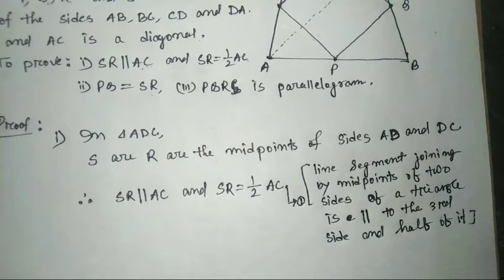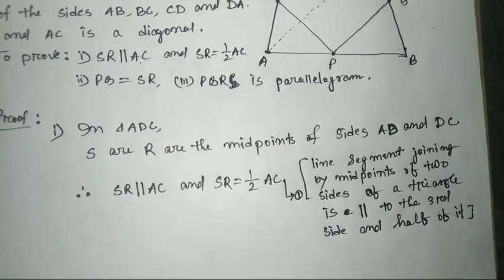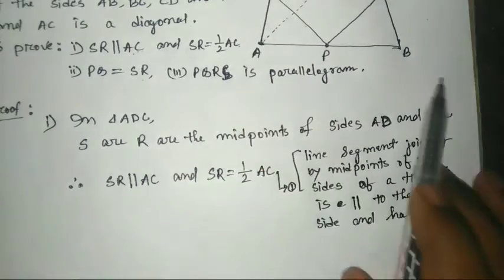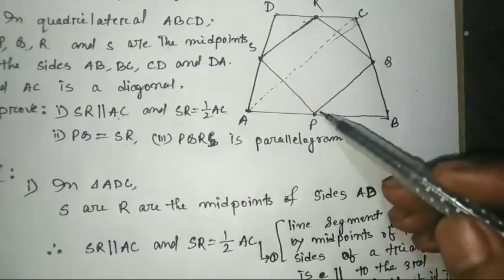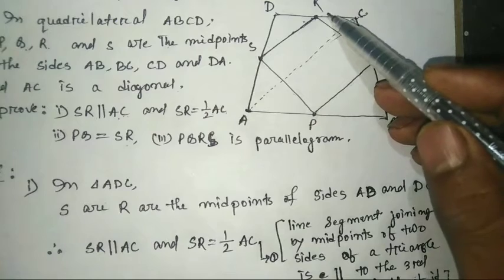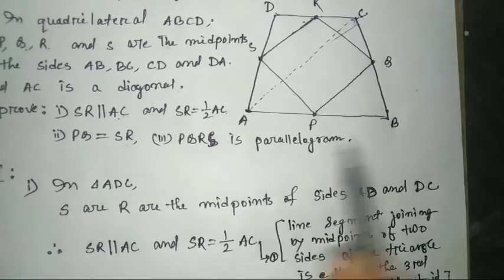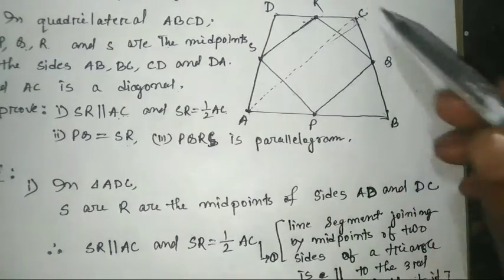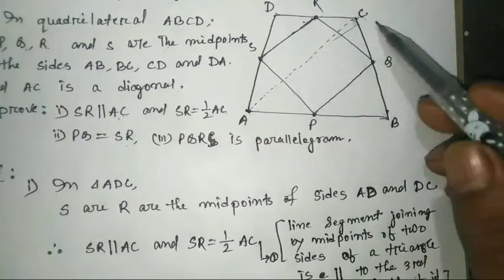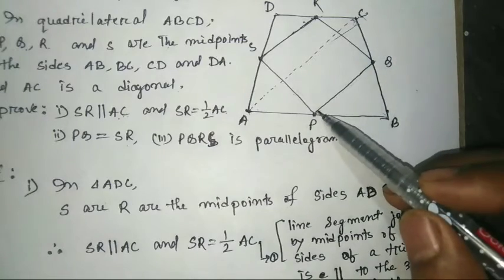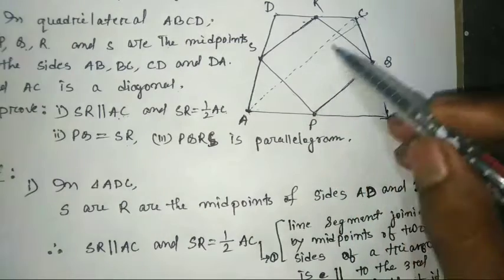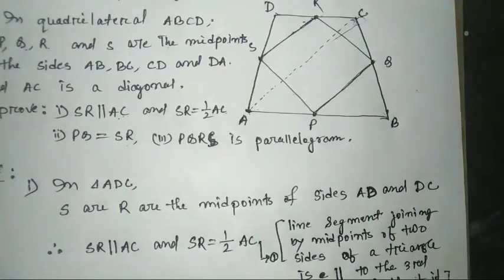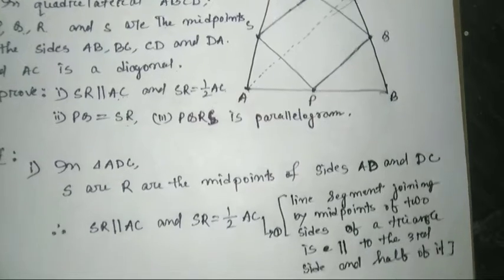Again, for question number 2, what do we need to prove? PQ is equal to SR. We need to prove it. So for that, we'll consider triangle ABC. In triangle ABC, P is the midpoint of AB and Q is the midpoint of BC. So in the same way, we can say that PQ is parallel to AC also, and PQ is equal to half of AC also. Yes or not? Yes.